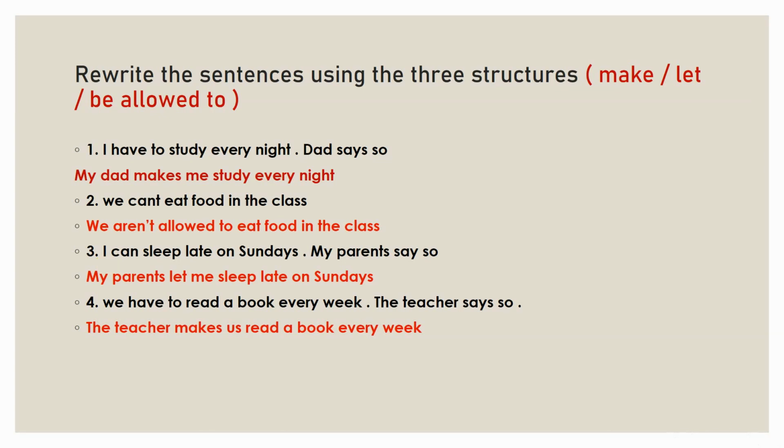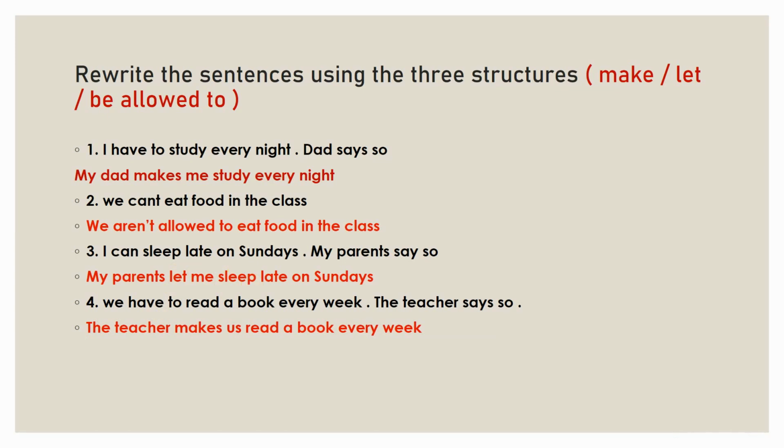Why? Because in this sentence, you have the permission to do something, which is to sleep late on Sundays. So if someone gives you the permission to do something, so in this sentence your parents give you the permission to sleep late on Sundays, you can use the structure of let. The construction of let is let plus the object, which is me, plus the infinitive verb, which is sleep, without to.